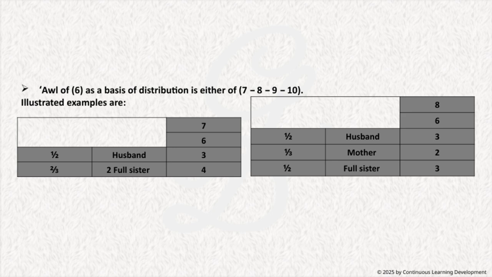The main point to remember is that these proportions are flexible and depend on the specific circumstances, but they always relate back to this core basis, here, the 6. By understanding these examples, we can see how the distribution works in practice, applying the rules consistently to ensure fair division according to Islamic inheritance principles.